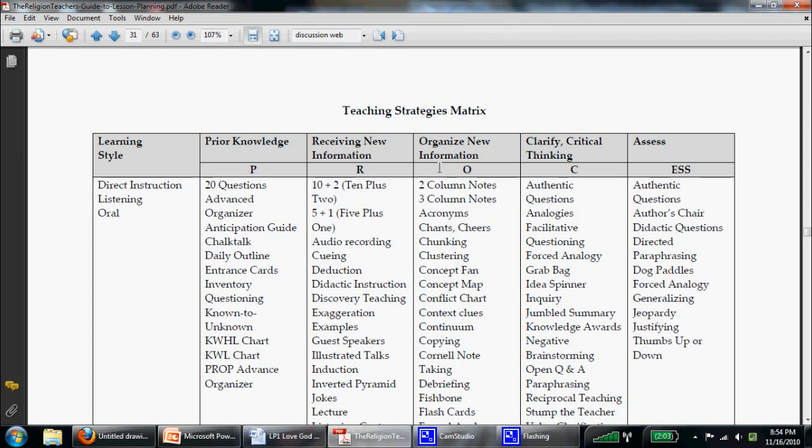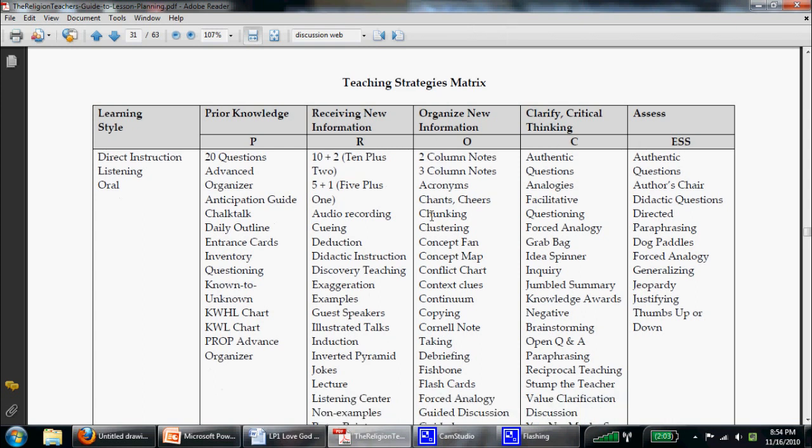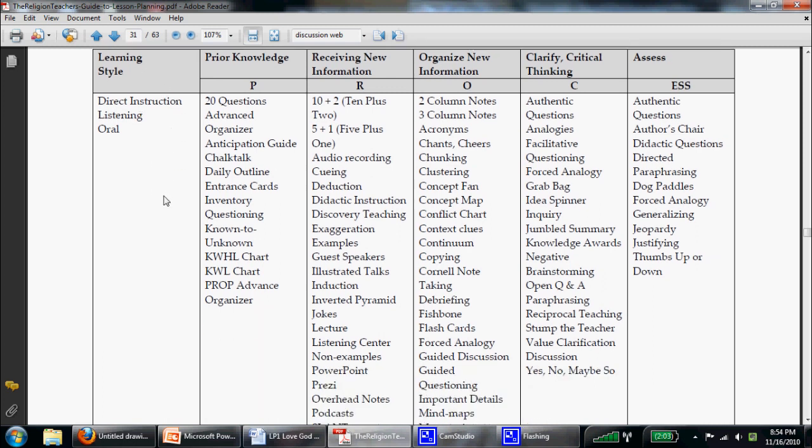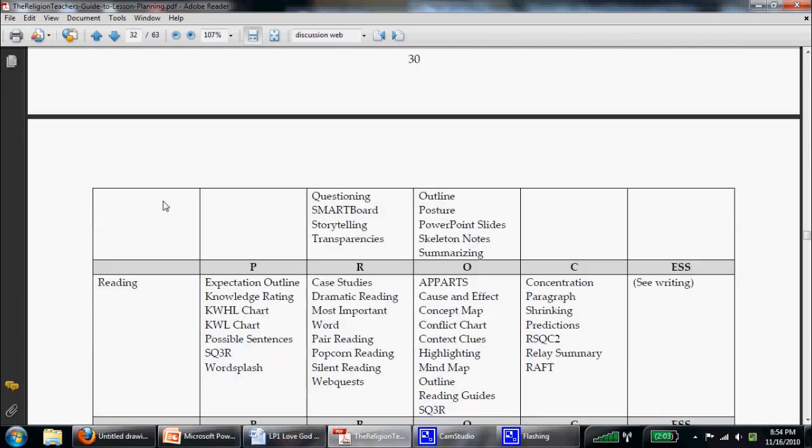So this teaching strategies matrix is essentially a list of all 250 activities that I have described in the ebook, broken down and organized in two different ways. One, by process: prior knowledge, receive new information, organize new information, clarify critical thinking, and assess, and also by learning style. So for direct instruction, listening, oral, these are activities that students would hear or listen. Essentially, these are lecture type of activities.